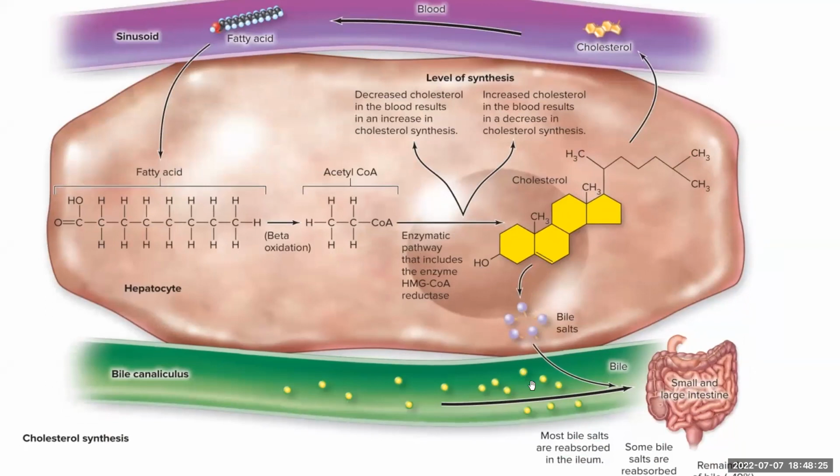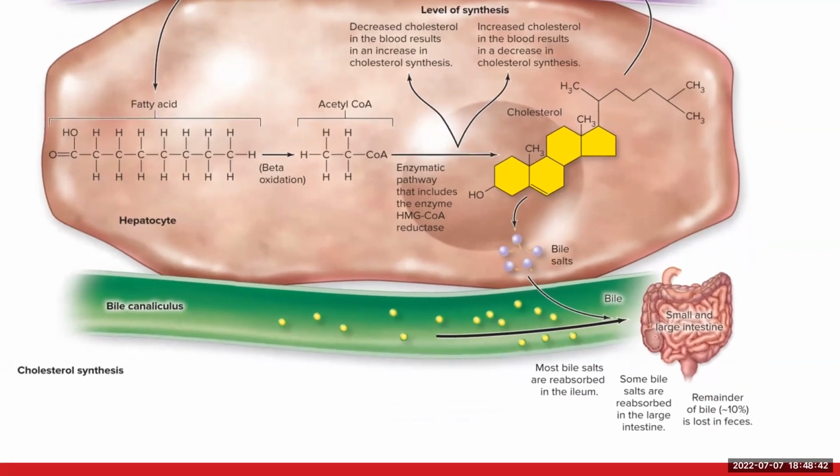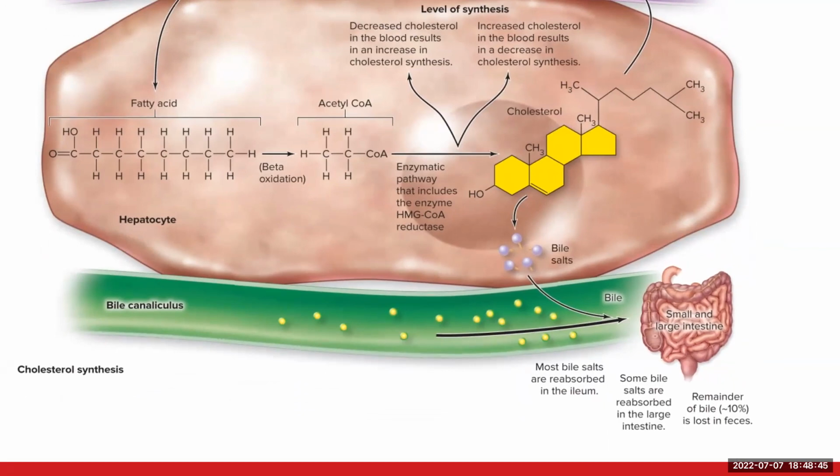So you can see here in our picture, we're going to use cholesterol to make our bile salts. When you have a nice fatty meal, those bile salts are going to be excreted into the small intestine and travel through the small intestine and large intestine. While they're doing that, they're going to be emulsifying, or breaking down, your fats into smaller subunits. And then those bile salts will be resorbed through the digestive tract, and very little of it gets lost in your feces, roughly about 10%. The majority of it is going to be resorbed and then reused for another time.